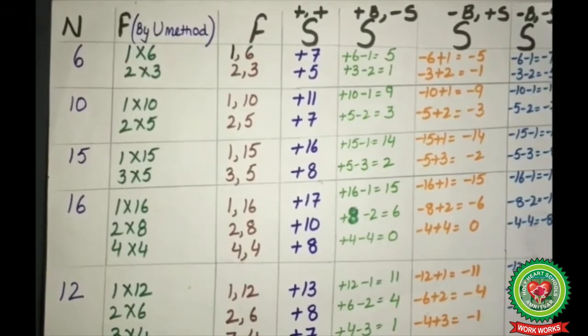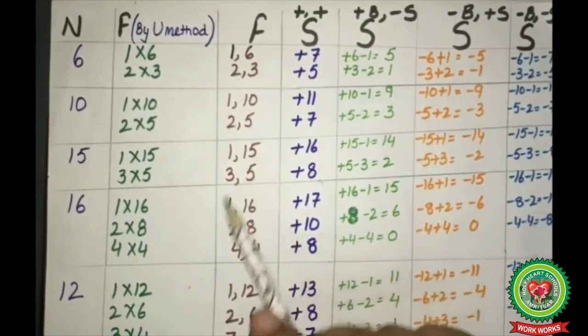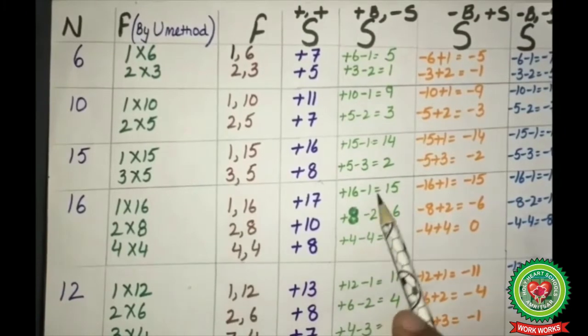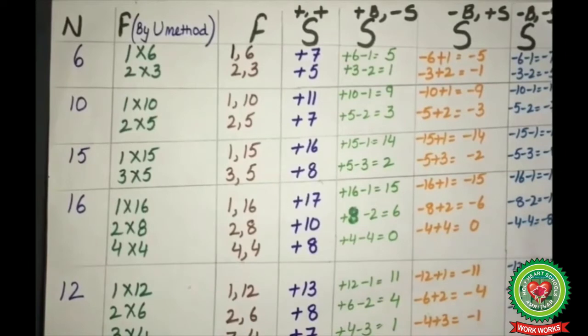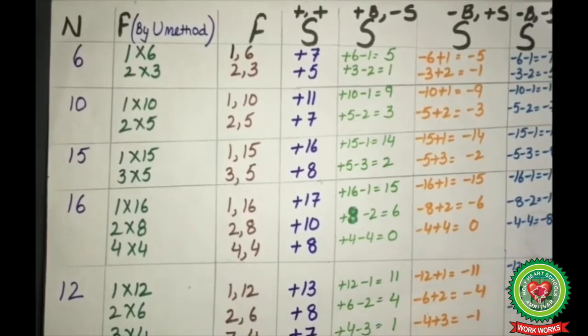In the third case, when the bigger factor is having a minus sign and the smaller factor is having a plus sign, the answer will come out to be minus 14 and minus 2. And in the last case, when both the factors are having a minus sign, the sum will come out to be minus 16 and minus 8.